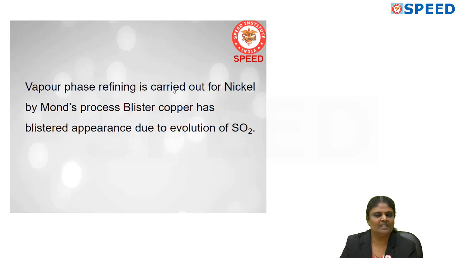Vapor phase refining is carried out for nickel by the Mond process, but in your question paper the Van Arkel method is given, so that is wrong. Mond process is correct. And the next one, blister copper has blistered appearance due to the evolution of SO2 only, but in the question paper CO2 is given. So that option is also wrong.